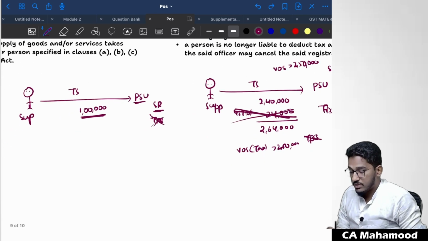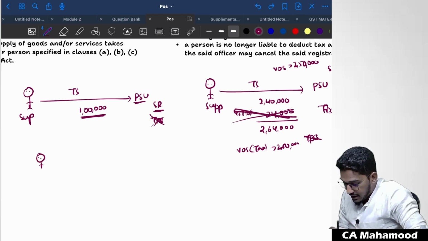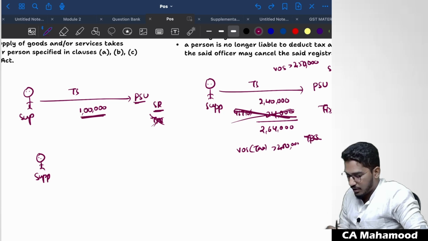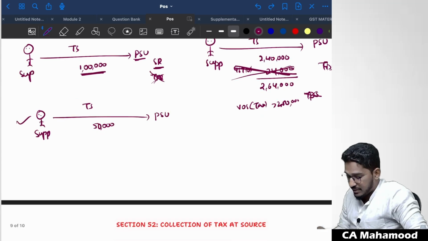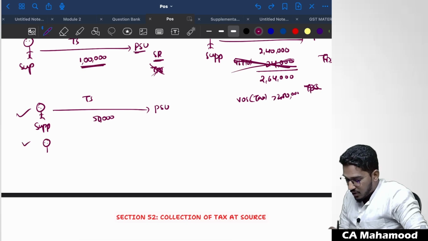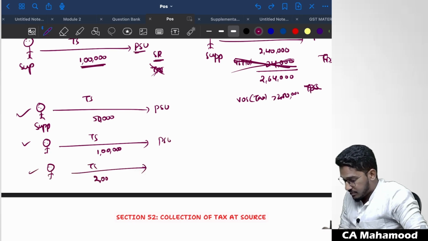And one more term they have used is when the value of supply under a contract. Take for example, there is one single contract. In the single contract, the supplier is making different supplies under the same contract. In one case, he has made a taxable supply of 50,000 rupees to the PSU. Under the same contract, the supplier has made another taxable supply of 1 lakh rupees, and another supply of 2 lakh rupees to the PSU.